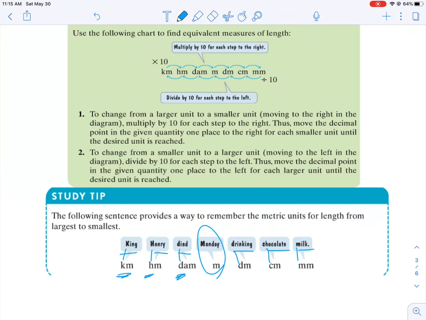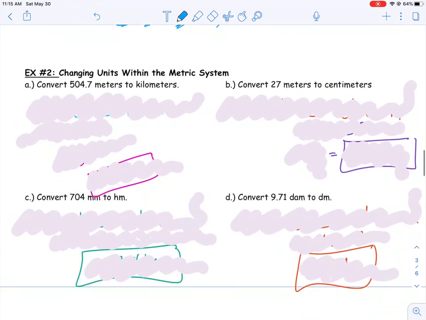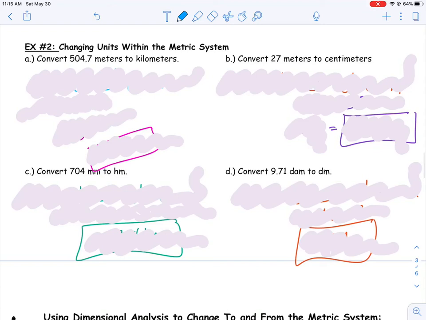Okay, so that's going to help us convert back and forth within the metric system. Let me show you an example of that. Example number 2 asks us to convert. The first one says convert 504.7 meters into kilometers. So how many kilometers are there in 504.7 meters?